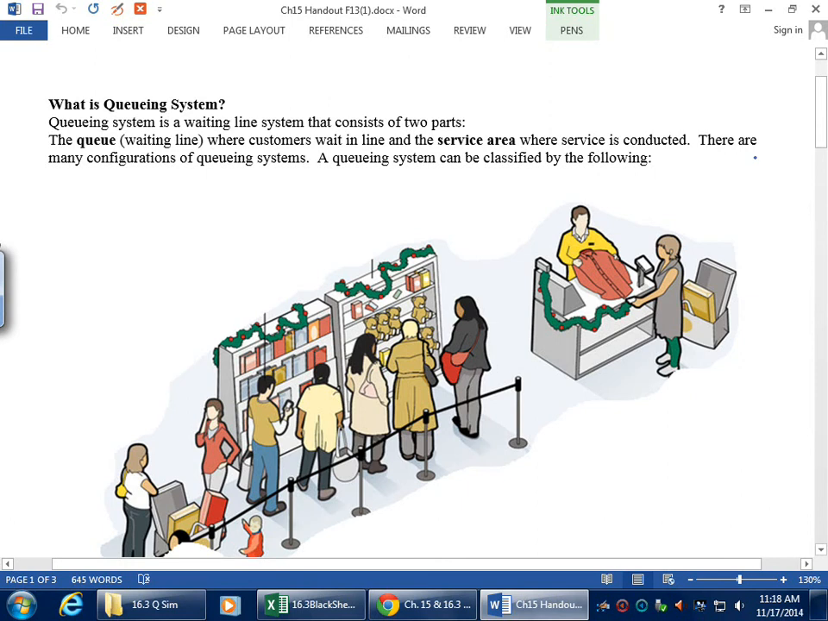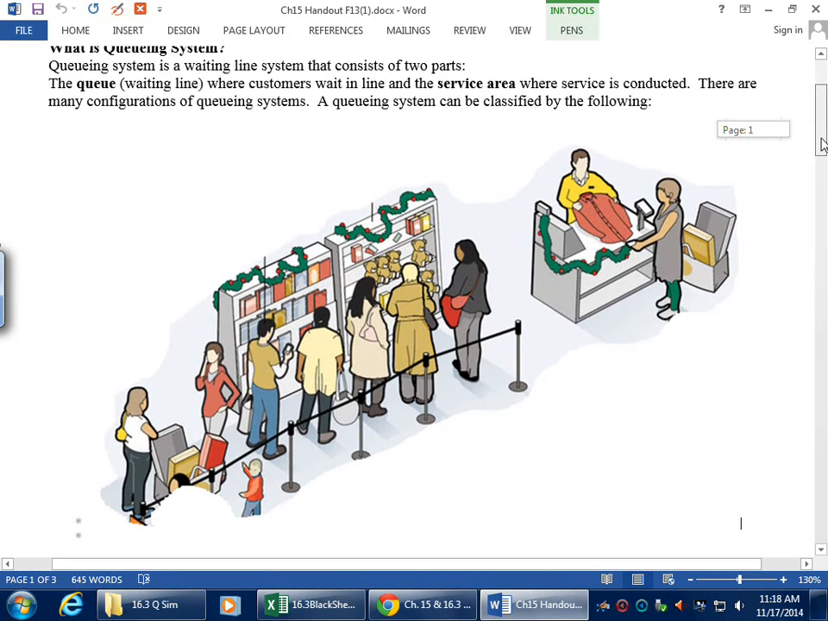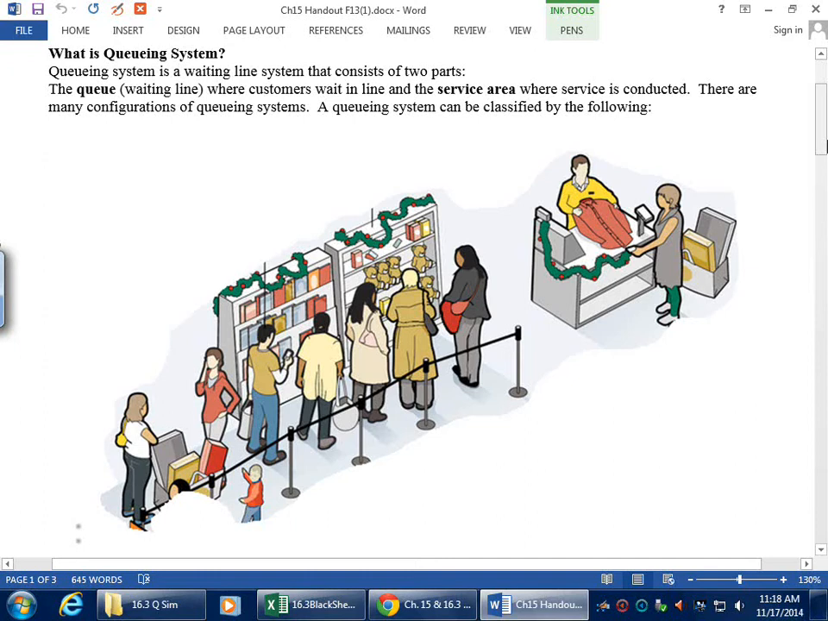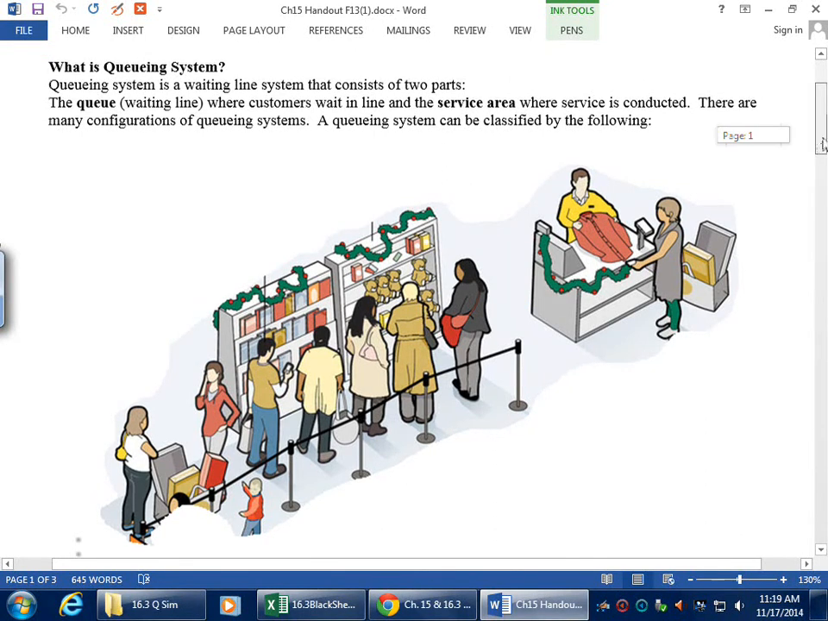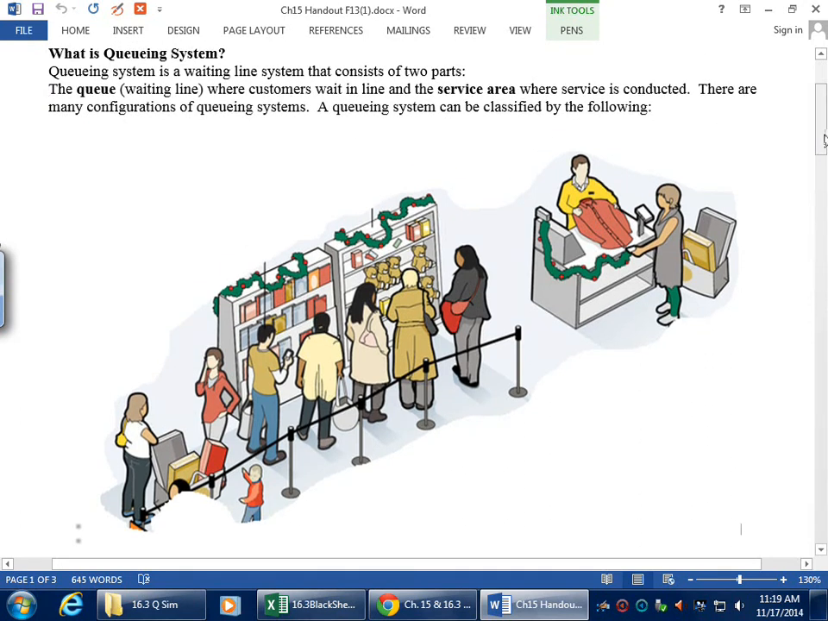We're going to look at the waiting line system, which is what it is in the queuing system, and it has two parts. This is a picture I lifted out of a Wall Street Journal article. They talked about how stores are trying to manage their waiting line system to make it more efficient, so customers will actually come to the store instead of continuing to go online shopping.